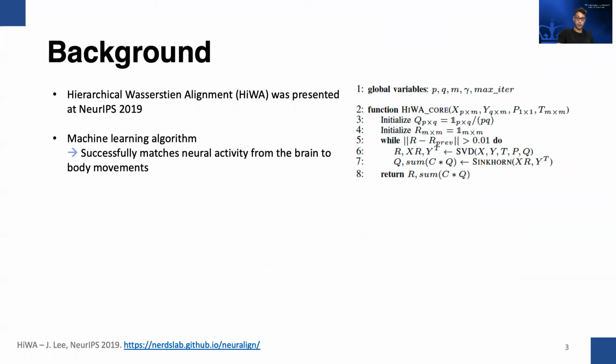The algorithm we chose to focus on is a machine learning algorithm called hierarchical Wasserstein alignment, or HIWA. The algorithm succeeded in matching neural activity from the brain of non-human primates to body movements. As you can see on the right, the core computation of the algorithm is a while loop, running two kernels, one after the other, until a norm check is satisfied. One of the kernels is the synchron algorithm, and the second is singular value decomposition, or SVD.